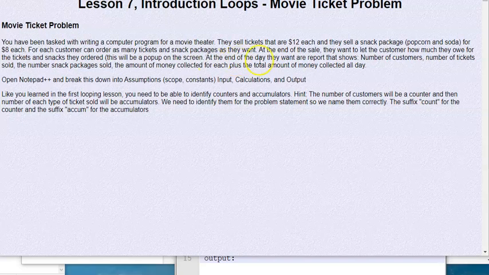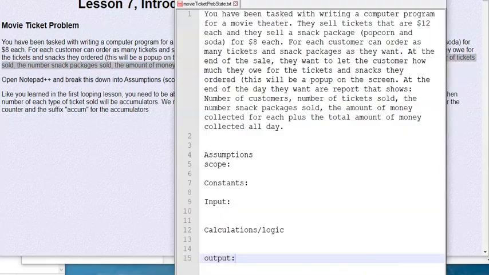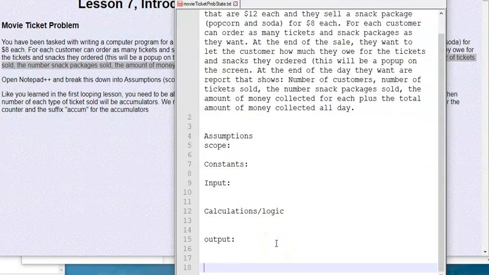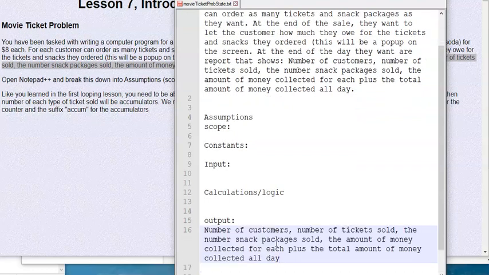So it says at the end of the day, so no longer at the end of the transaction, now we're talking about the end of the day, the report will show this information. So I'm going to just go ahead and copy that and go into Notepad++. You can see I have the same problem here. And we're going to go down to output, and we're going to go ahead and paste it in, because just because we're at loops doesn't mean we're not doing the same thing that we should always do.